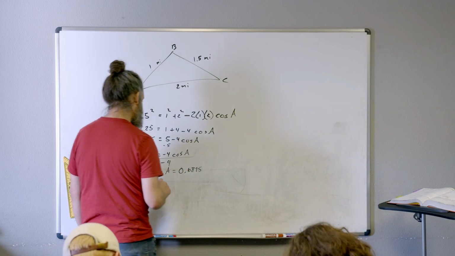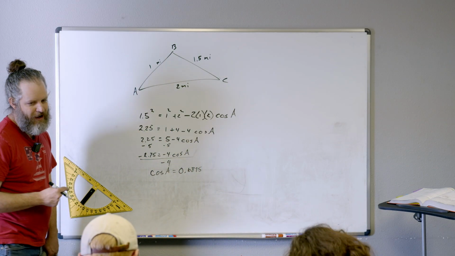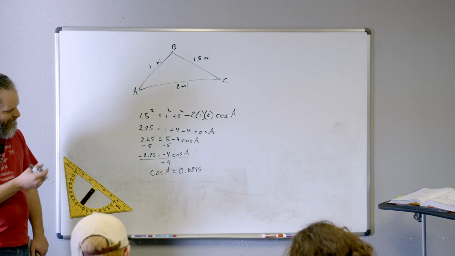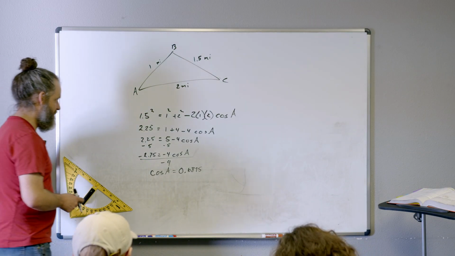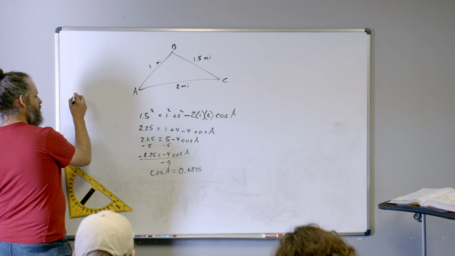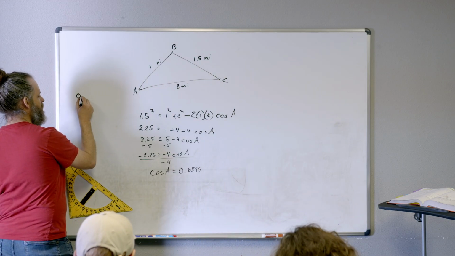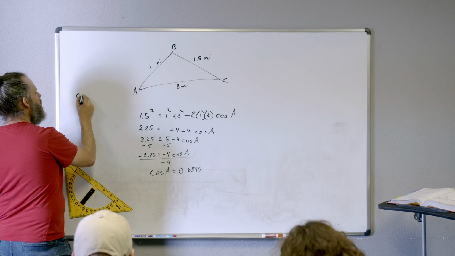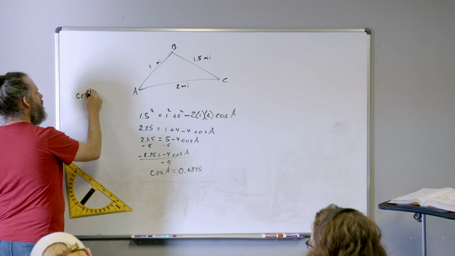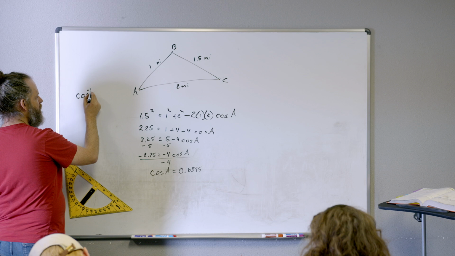0.6875. What do we need to do now to finish? Because we don't have A yet. Inverse cosine of 0.6875 equals A. Because inverse cosine allows you to find the angle.